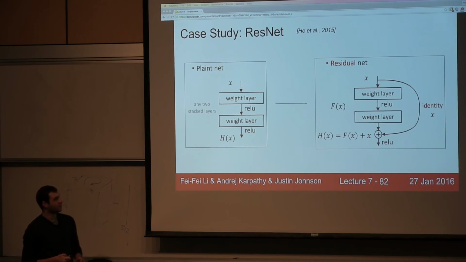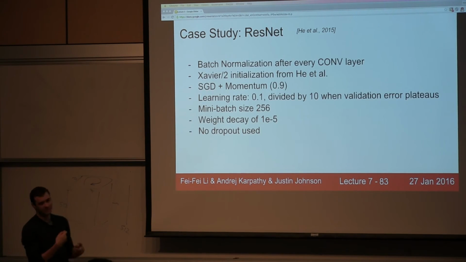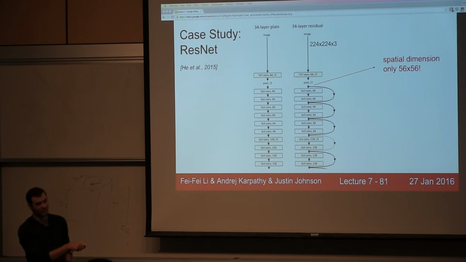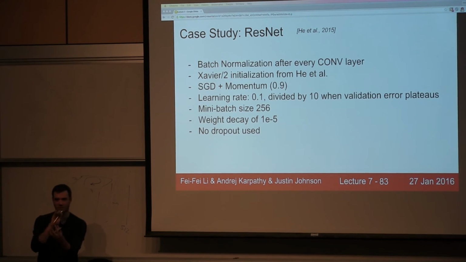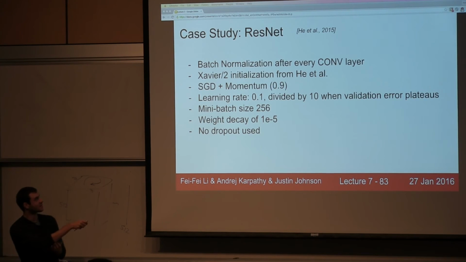Now, in terms of how they train ResNets, just to give you an idea about the hyperparameters that people use in practice, they use batch normalization after every single conv layer. So there are many conv layers, many batch normalizations everywhere. They use the Xavier over 2 initialization. If you remember the paper that proposed this over 2 initialization that I talked about when you use ReLU layers, that's actually the same person, Kaiming, that proposed that initialization. They use SGD momentum with 0.9.